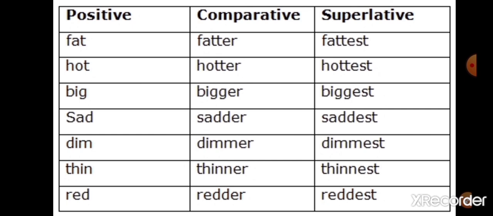So these three are the forms of degrees of comparison: positive degree, comparative degree and superlative degree. Now we will see how to change and what to write. First, fat, comparative fatter, superlative fattest; hot, hotter, hottest; big, bigger, biggest; sad, sadder, saddest and so on.